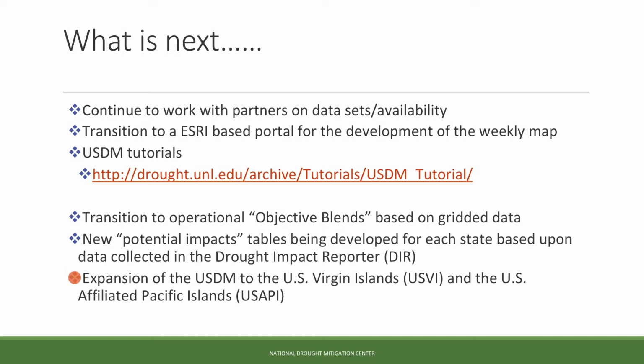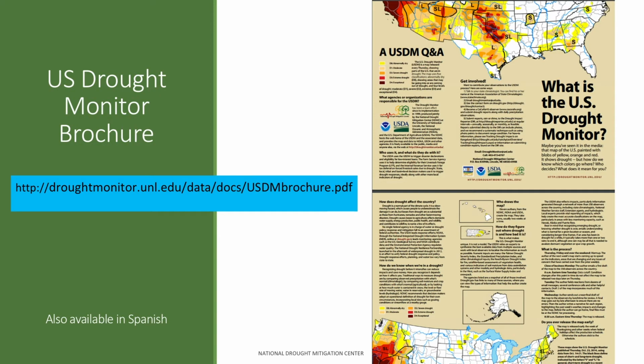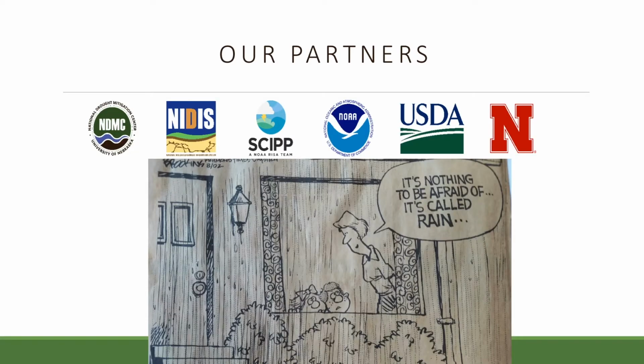We talked about expanding the Drought Monitor to the U.S. affiliated possessions in the Virgin Islands and out in the Pacific. They're covered under Farm Bill programs as well, and they do have drought, so we need to get that effort going. We do have a Drought Monitor brochure. I had copies in back for everyone. Again, this is a great handout for those who may not really know exactly what's going on with the Drought Monitor, but in hopefully two pages in this trifold, we can answer some of those questions along with the tutorial. And I want to recognize our partners. The cartoon says it's nothing to be afraid of, it's called rain. I think we've all been in those situations over the last few years.